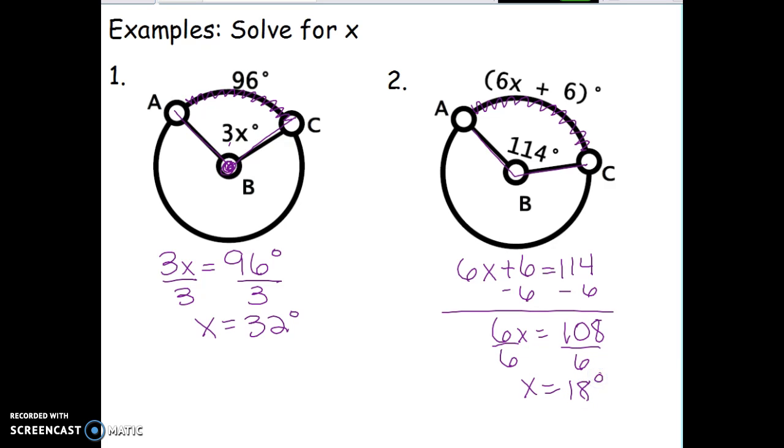On the assignment, you may have to use some other concepts that you know, such as there are 360 degrees in a circle, there are 180 degrees in a semicircle, and a semicircle is defined by the diameter going through the center.